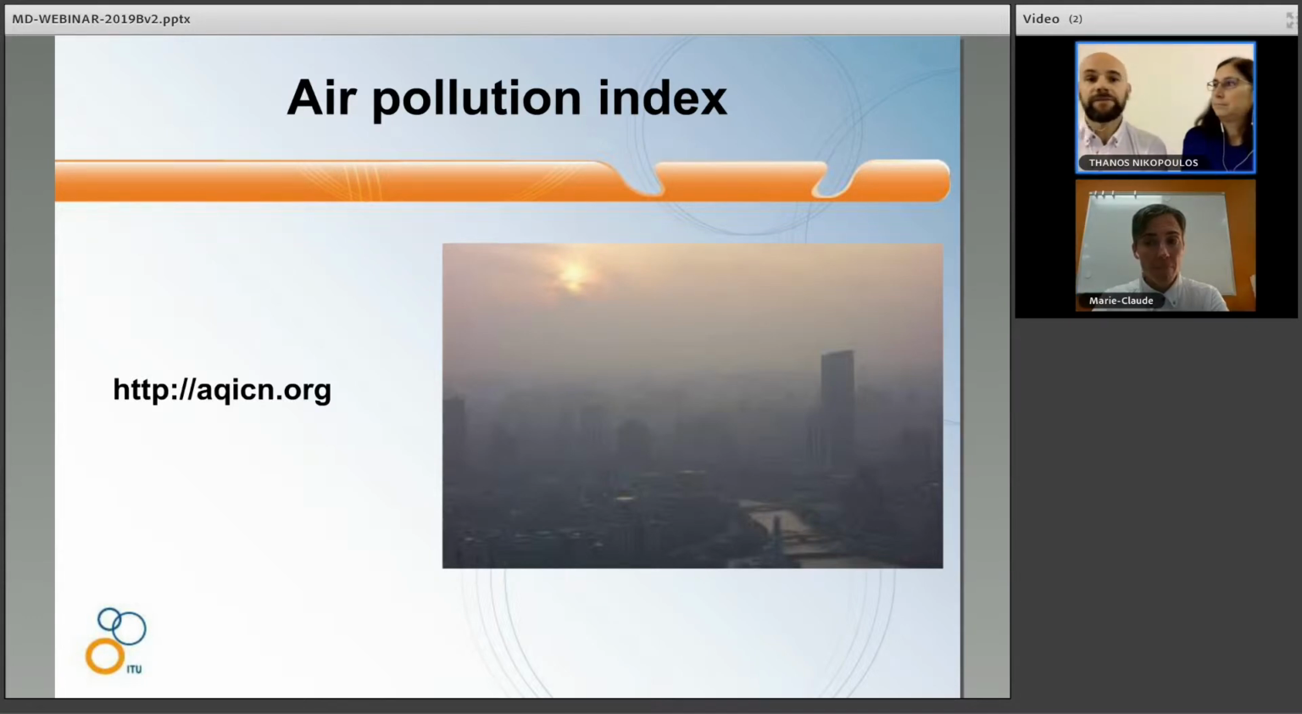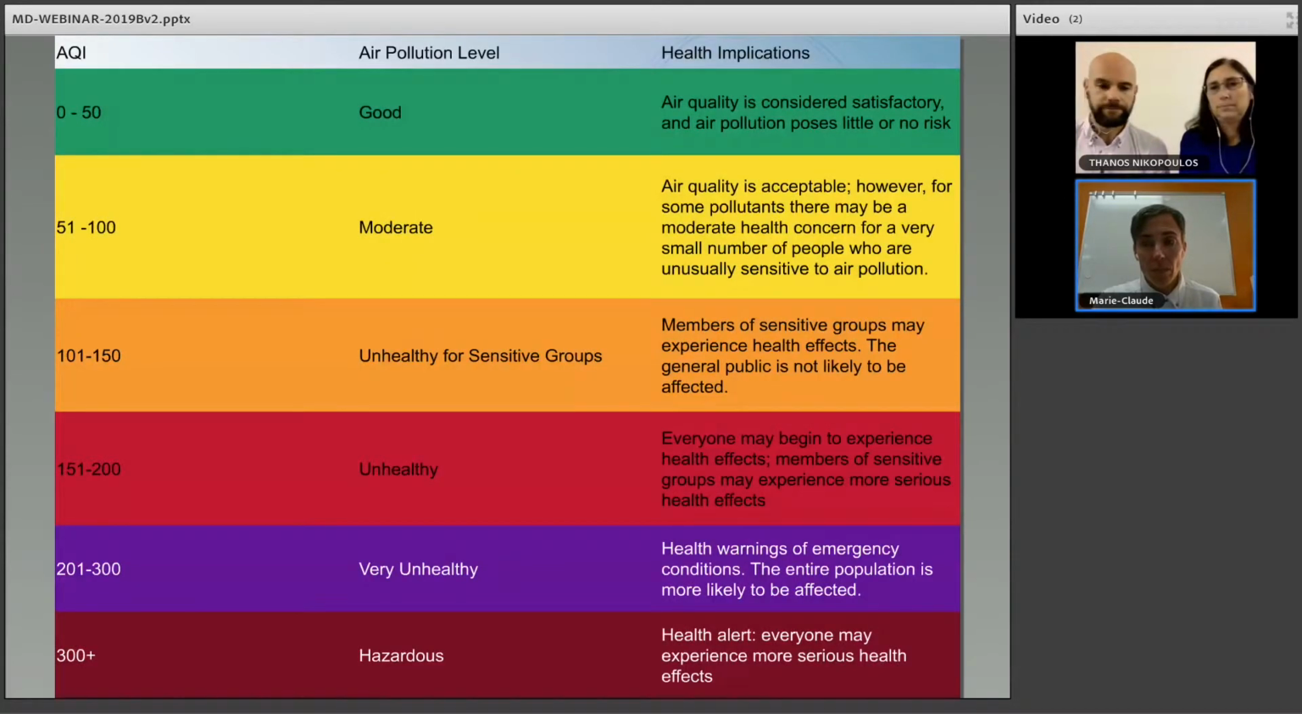Each country has different standards, and each country may have a different index as well. So it will be a good practice for you to discuss with the organizer and try to find an answer on what is applied by the public authorities in this area. On this table, and MC will go more in detail, this is the air pollution index, the international standard that exists, which, as I said, may change from point to point.